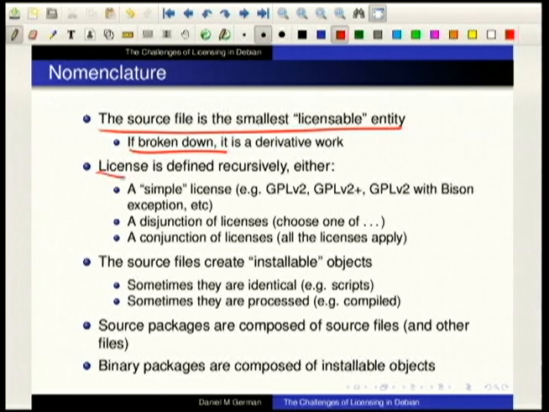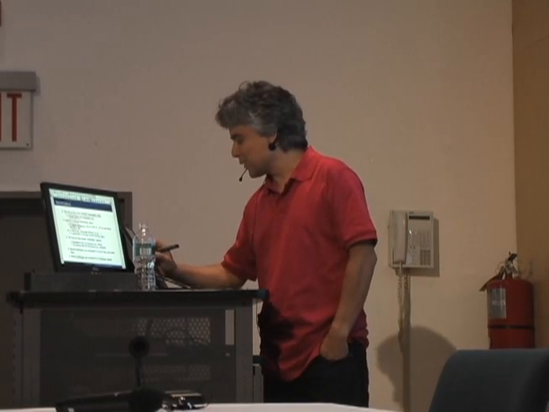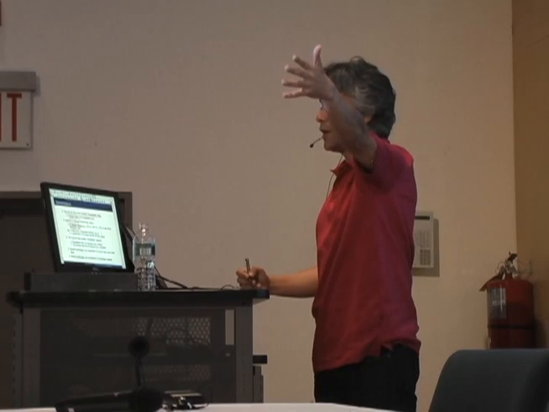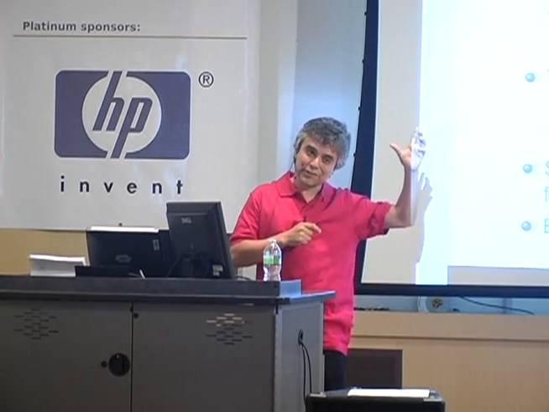Now, licenses, I define them as a simple license. Like, I tell you this is GPL version 2, or this is GPL version 2 or any later, or this is GPL version 2 with Bison exception. Very well-defined, very well-known licenses. And then a license can also be a disjunction of licenses, like Perl, that says you can have the Artistic License version 1, or you can choose GPL version 1 or any later. Or it can be a conjunction of licenses, which means all the licenses apply. And if I define it recursively, that means I can actually have a conjunction followed by a disjunction, followed by another license. And we have actually seen things like that, okay?